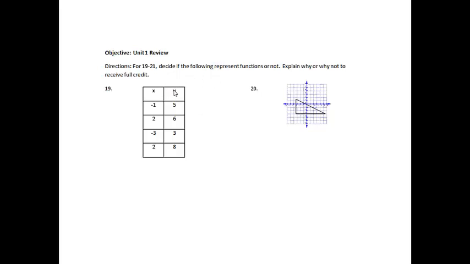All right, 19 is a table, and if you remember when we're looking at tables, every input has to have exactly one output, so we want to be thinking of are there any inputs that are the same that have different outputs? And I notice right here that (2, 6) and (2, 8) is a problem because 2 is one input, but it has two different outputs. So this one is going to be a no. And I will just say that 2 has two outputs, and that is not okay.